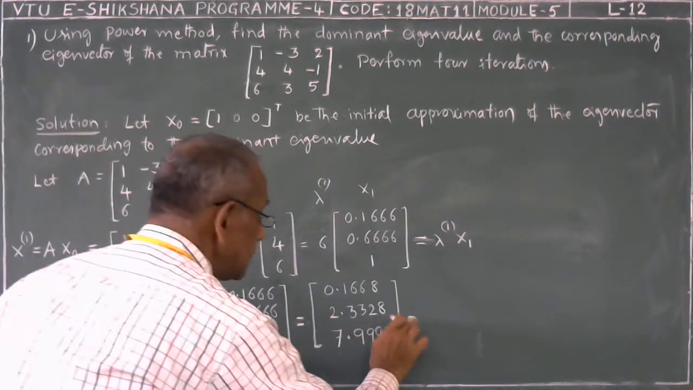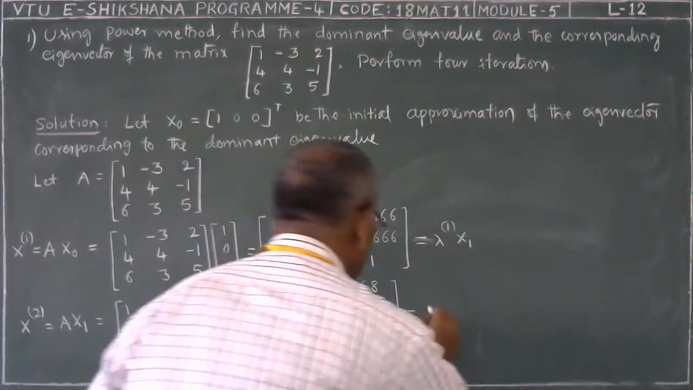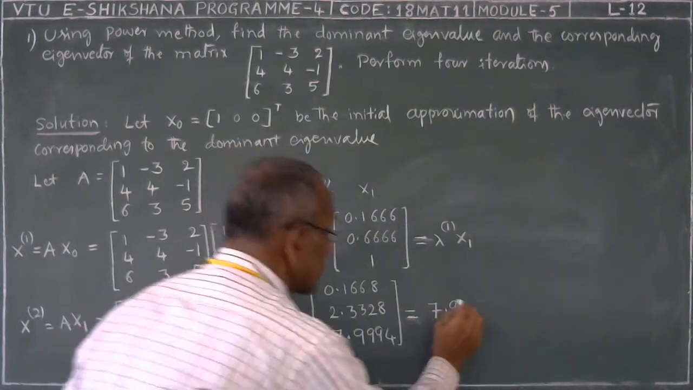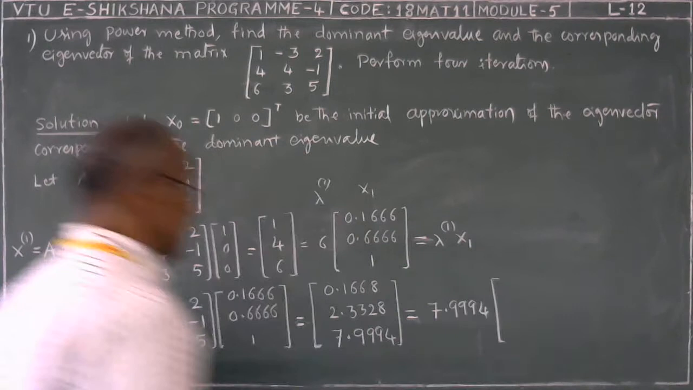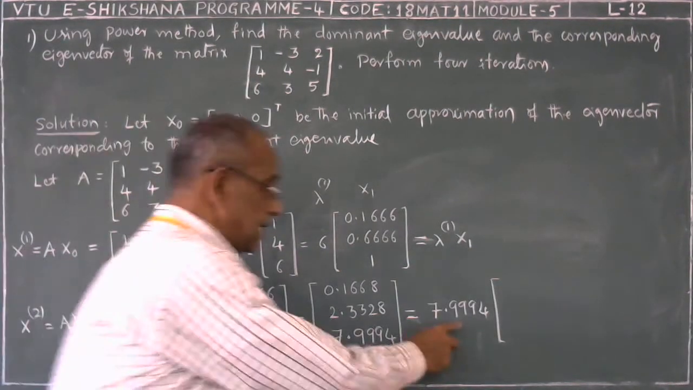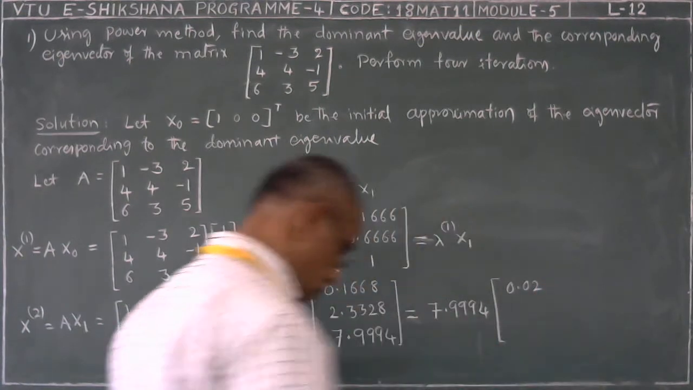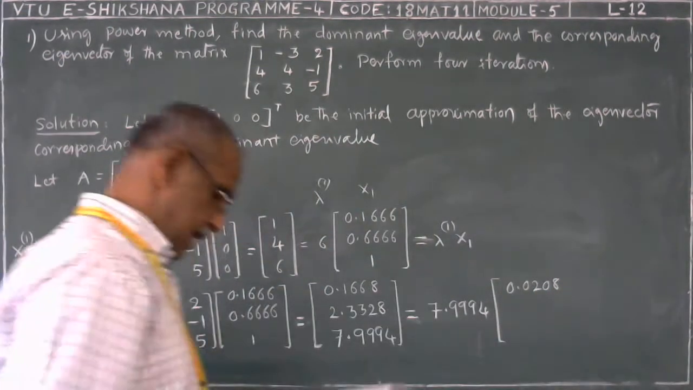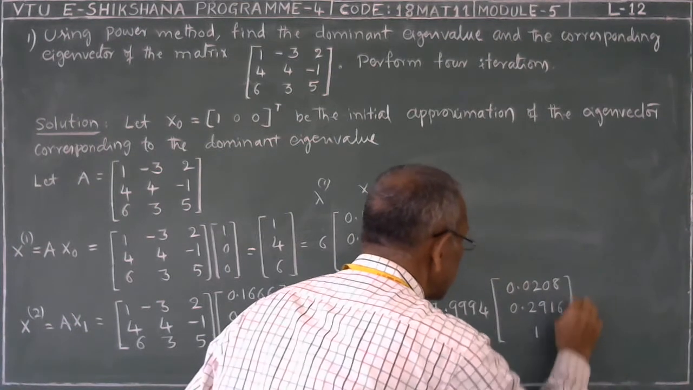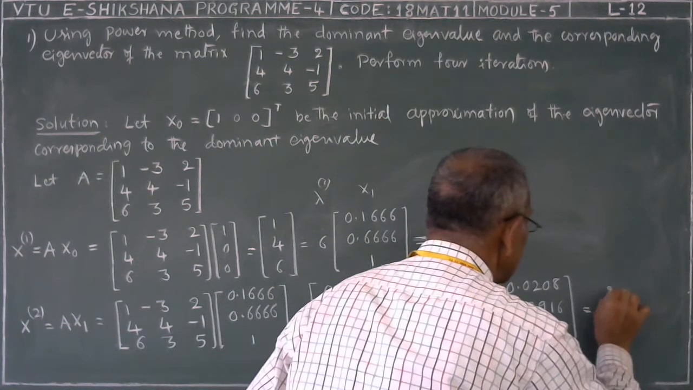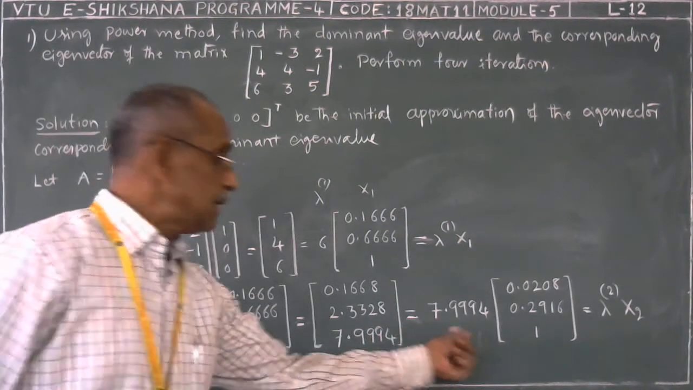Among these entries, the numerically largest value is 7.9994. So take out 7.9994. Then 0.1668 divided by 7.9994 is 0.0208. Then 0.2916, and 1. So call this lambda 2 x2. This is lambda 2 and this is your x2.